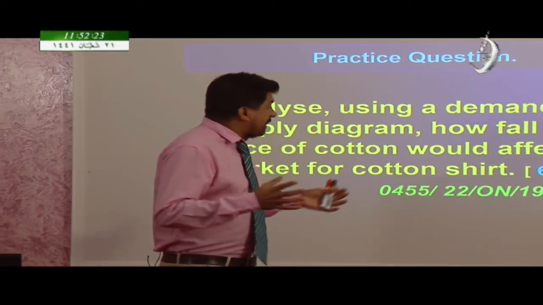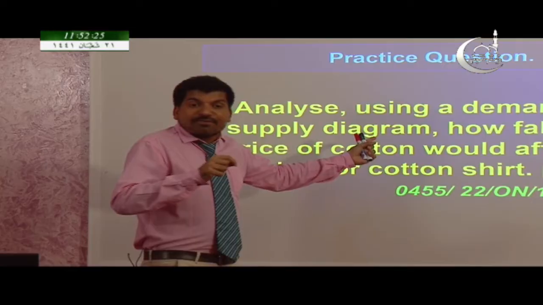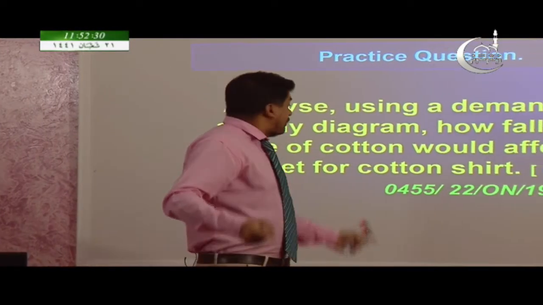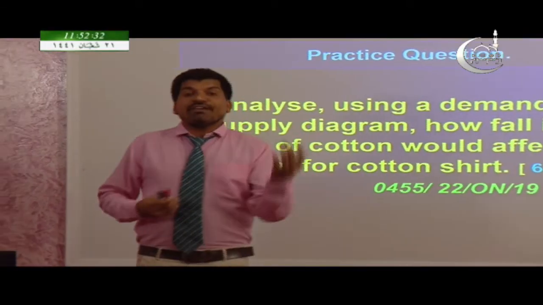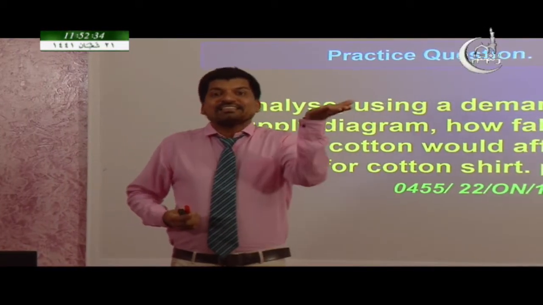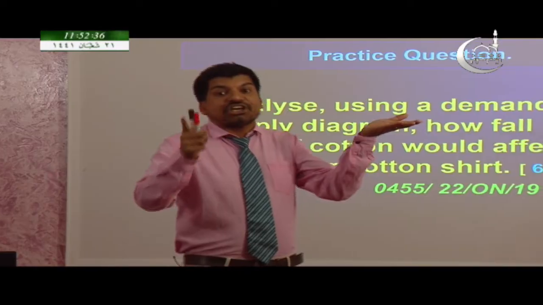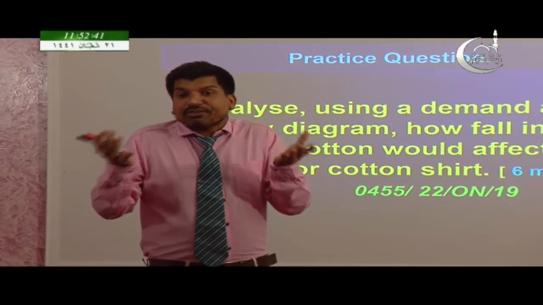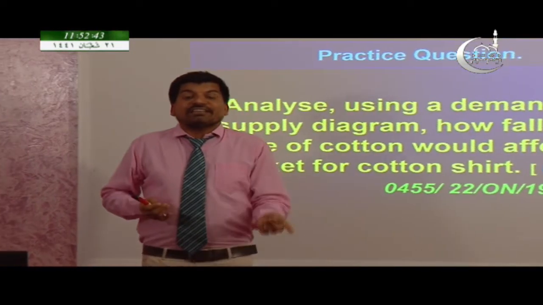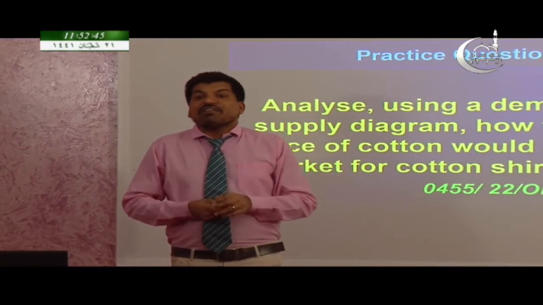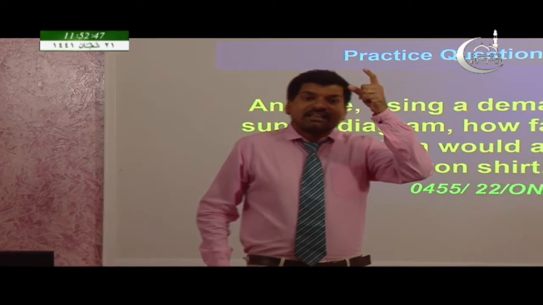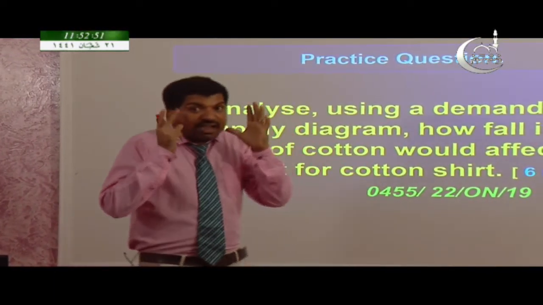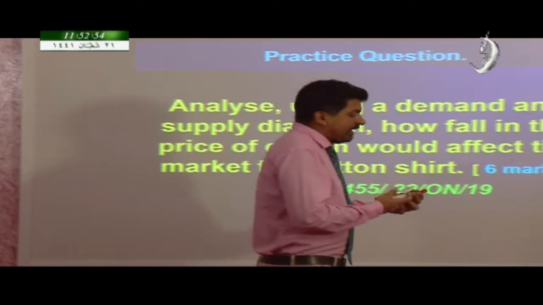Here we should know that cotton is the raw material of cotton shirts. So whenever the price of cotton increases, the cost of producing shirts will increase. Then what will happen to cotton shirts if there is an increase in cost of production? Already we discussed, when the cost of production increases, supply will decrease. So we must have that idea and go for a diagram.